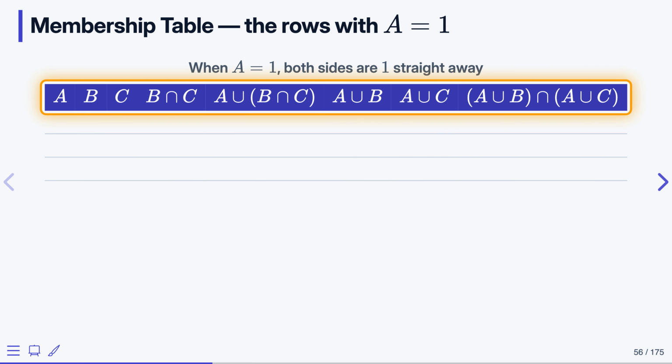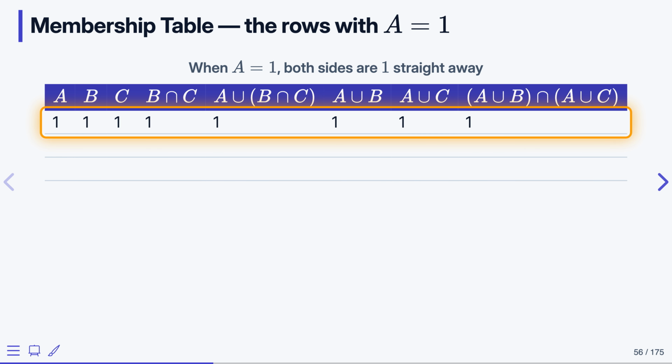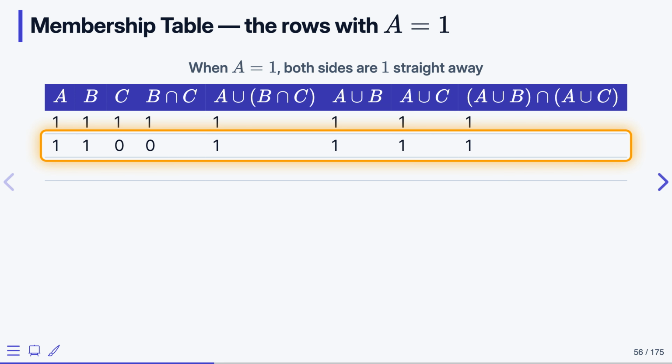These are the 4 rows where A is 1, that is, where the element is inside A. Row 1. B and C are both 1, so B intersect C is 1. A union that is 1. On the right, A union B is 1, A union C is 1 and 1 and 1 is 1. Both sides give 1.